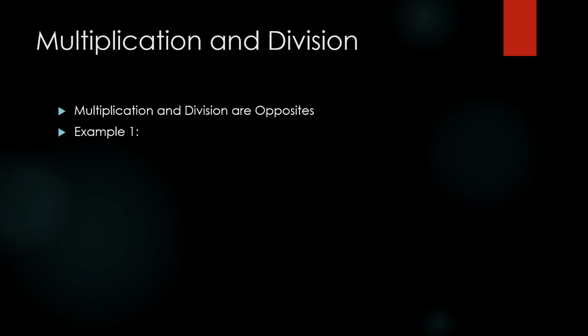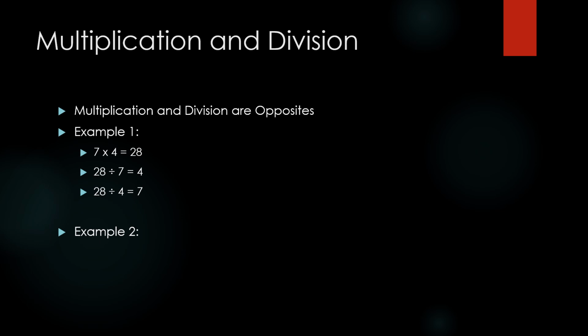Let us look at some examples. 7 multiplied by 4 is 28. So 28 divided by 7 is 4 and 28 divided by 4 is 7. So we can see that multiplication and division are opposite in this part.